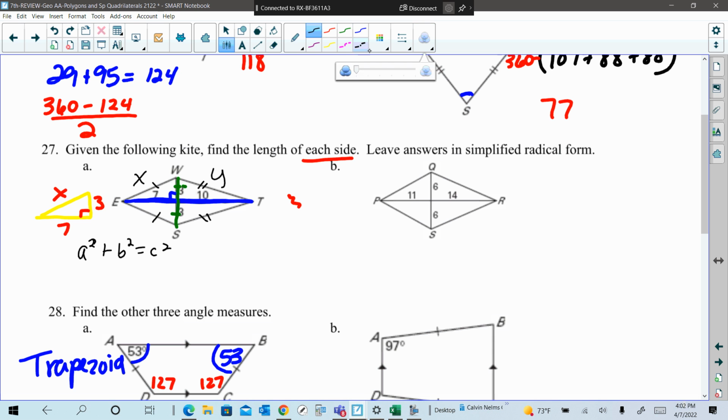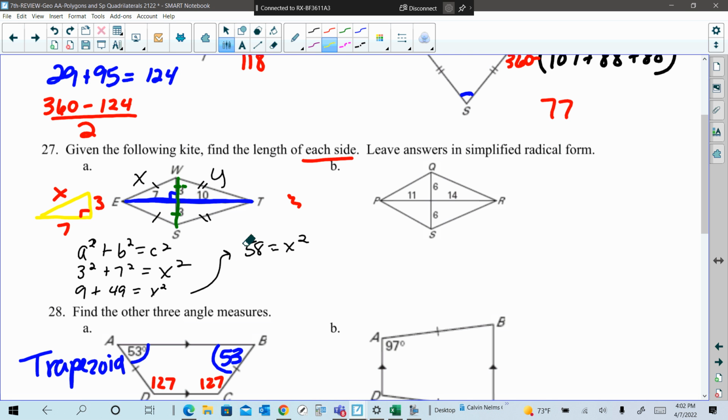If I plug that into the Pythagorean theorem, that would be 3 squared plus 7 squared equals x squared. 9 plus 49 equals x squared, which is 58 equals x squared. Then we take the square root of that. So my x was approximately 7.6.